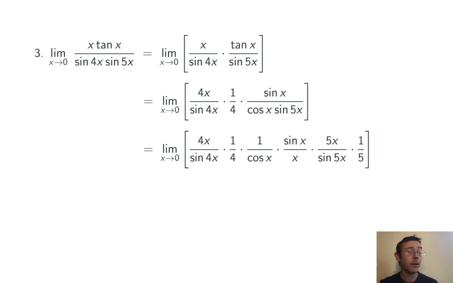In particular, each of the limits exists, so I can do the limits separately. I get 1 times 1/4 times 1 times 1 times 1 times 1/5. Overall, I'm getting 1/20.